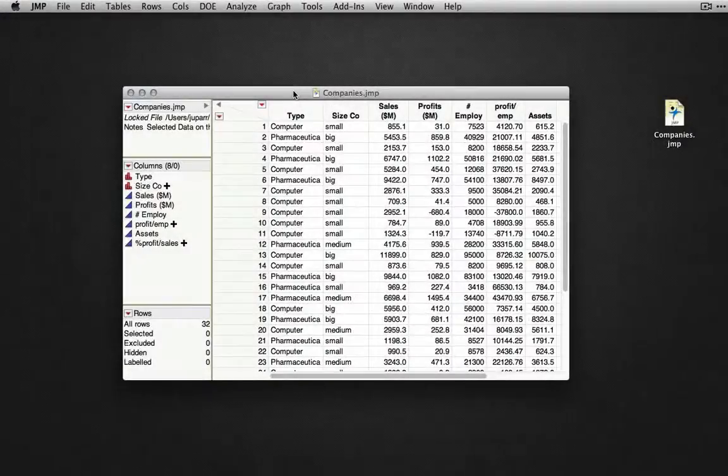In this video, we're going to see how to perform a one-way analysis of variance, an analysis when we have 3 or more population means and we want to see if they differ significantly. I'm using the company's sample data set that's available in the sample data directory. In this data set, we're looking at the size of companies and the profits of those companies in order to see if companies of different sizes have different annual profits.